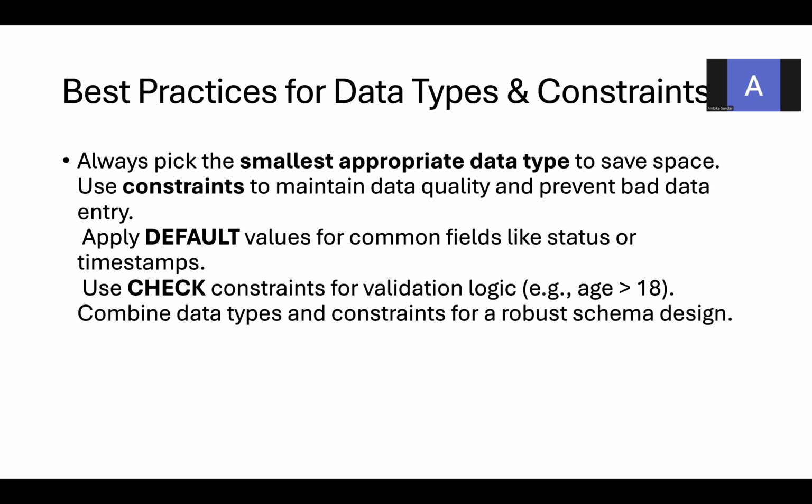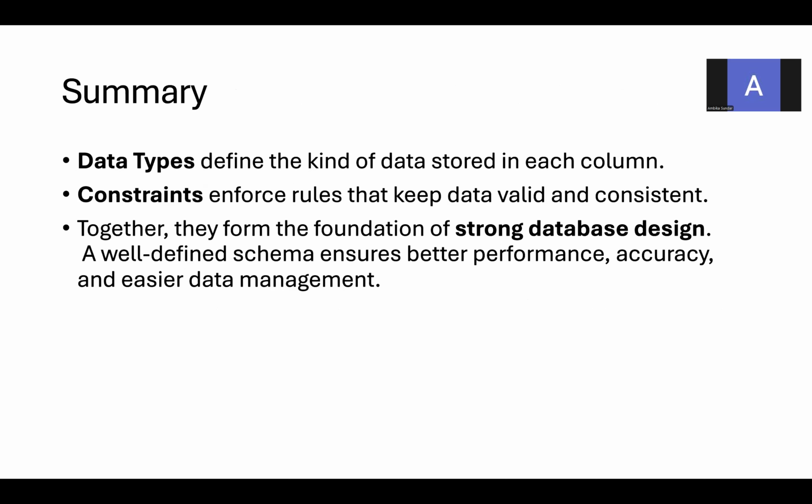Combine data types and constraints for a robust schema design. Data types define the kind of data stored in each column. Constraints enforce the rules that keep data valid and consistent. So you are going to enforce some constraints, some rules, for the columns. Together, they form the foundation of strong database design. These are the best practices for good database design. A well-defined schema ensures better performance, accuracy, and easier data management.